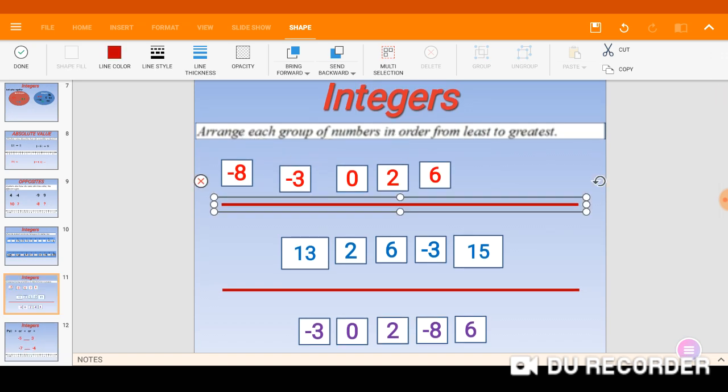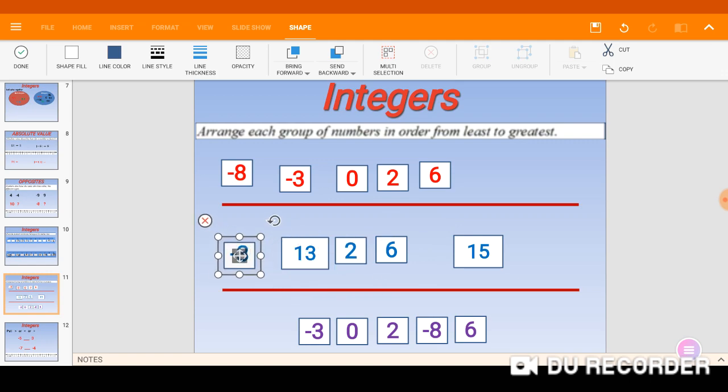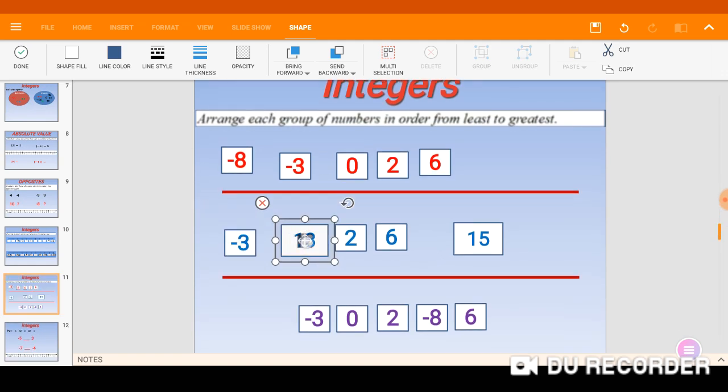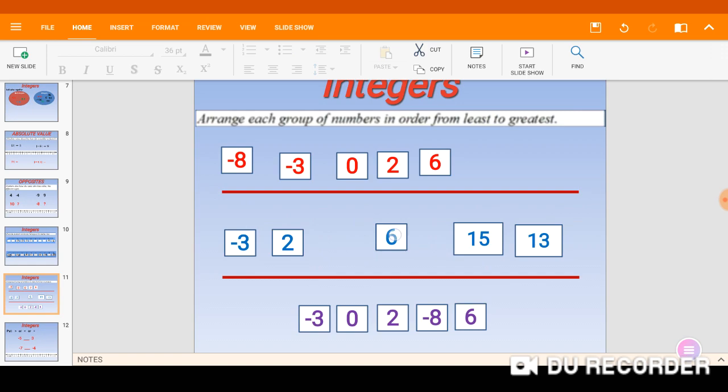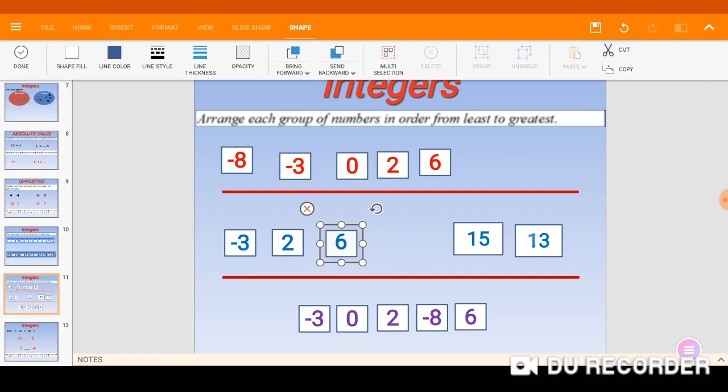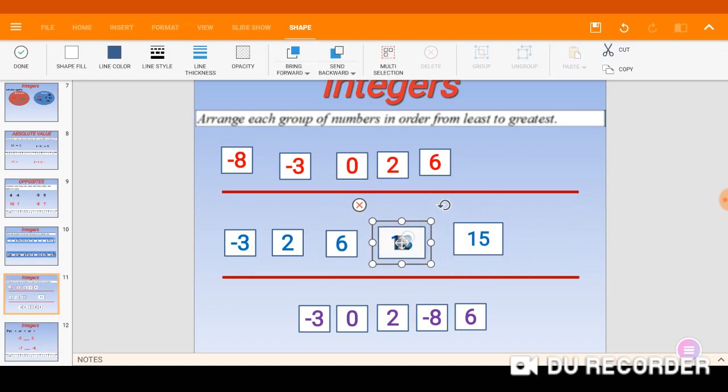Okay. Second group. What is the least number here in the second group? Yes, it's negative, so we'll start with negative 3. Then is there any other negative? No. So we'll start with the smallest positive. What is the smallest positive? 2. So we'll put 2 here. Then what is the smallest? Yes, 6. And 13. And the last one is 15.